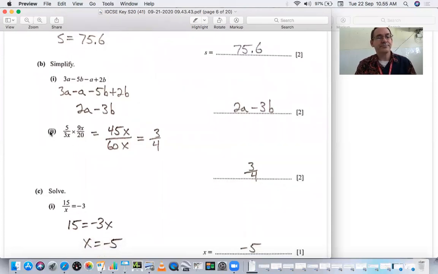Part 2, here we have 5 over 3x times 9x over 20. You just multiply straight across, get 45x over 60x. The x's cancel, and the 45 over 60 reduces to 3/4.